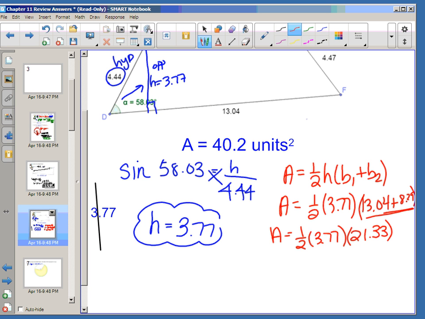And let's see what I get when I calculate that. I get the area to be 40.21, we'll say. And again, I forgot to give you any units, so we'll just write units squared.